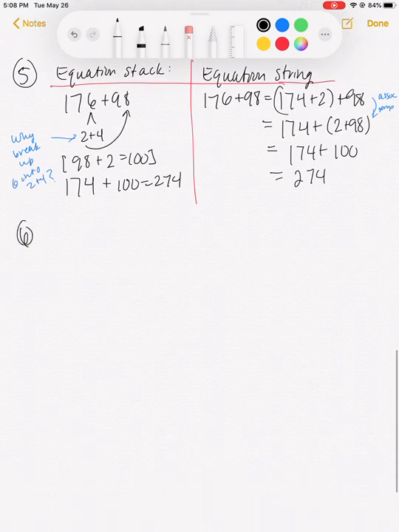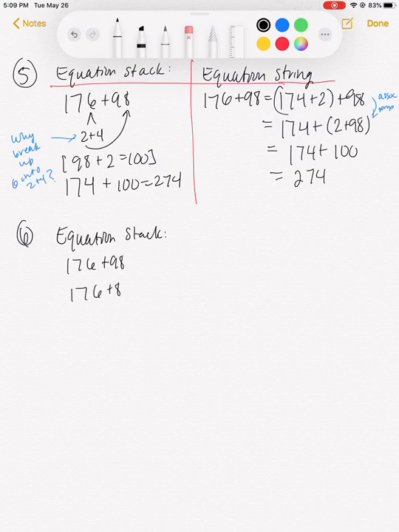Strategy number 6. Starting with the equation stack, the next student in the video added 176 plus 8 and got 184. And then they added 184 plus 90 to get to 274. Okay, and if I were a teacher, I'd press on this one and this one. Why did you add the 8? And how did you get 274 from that big step?